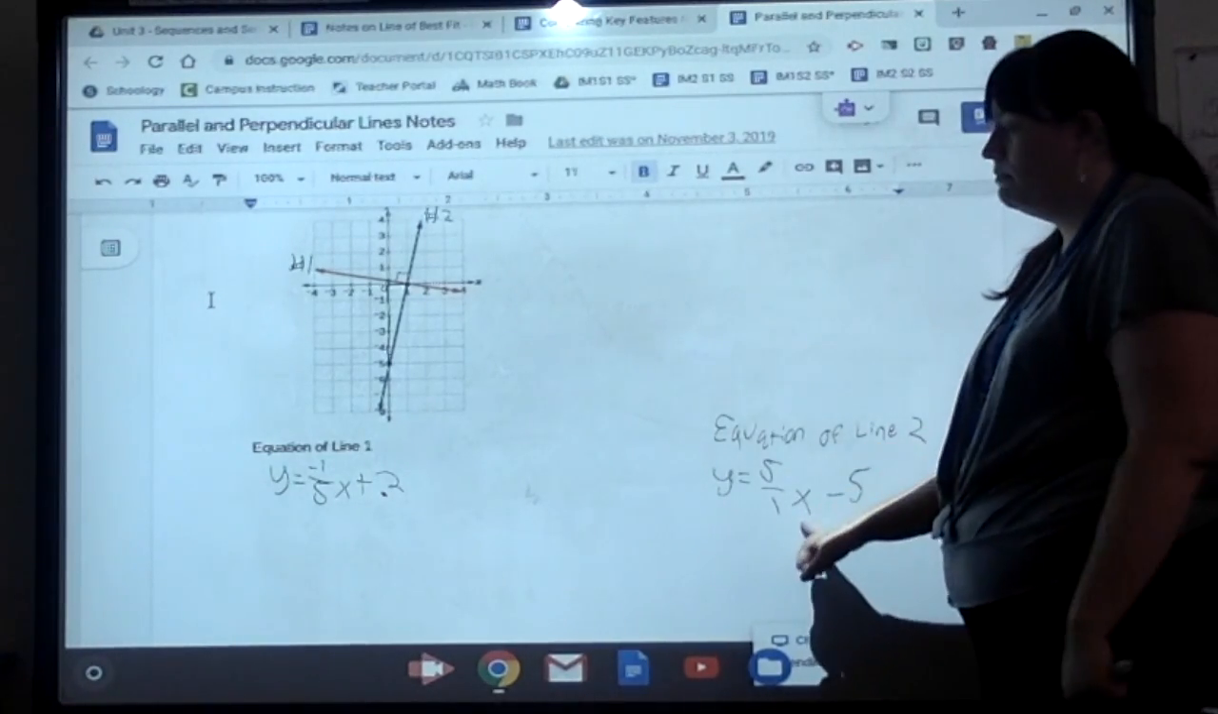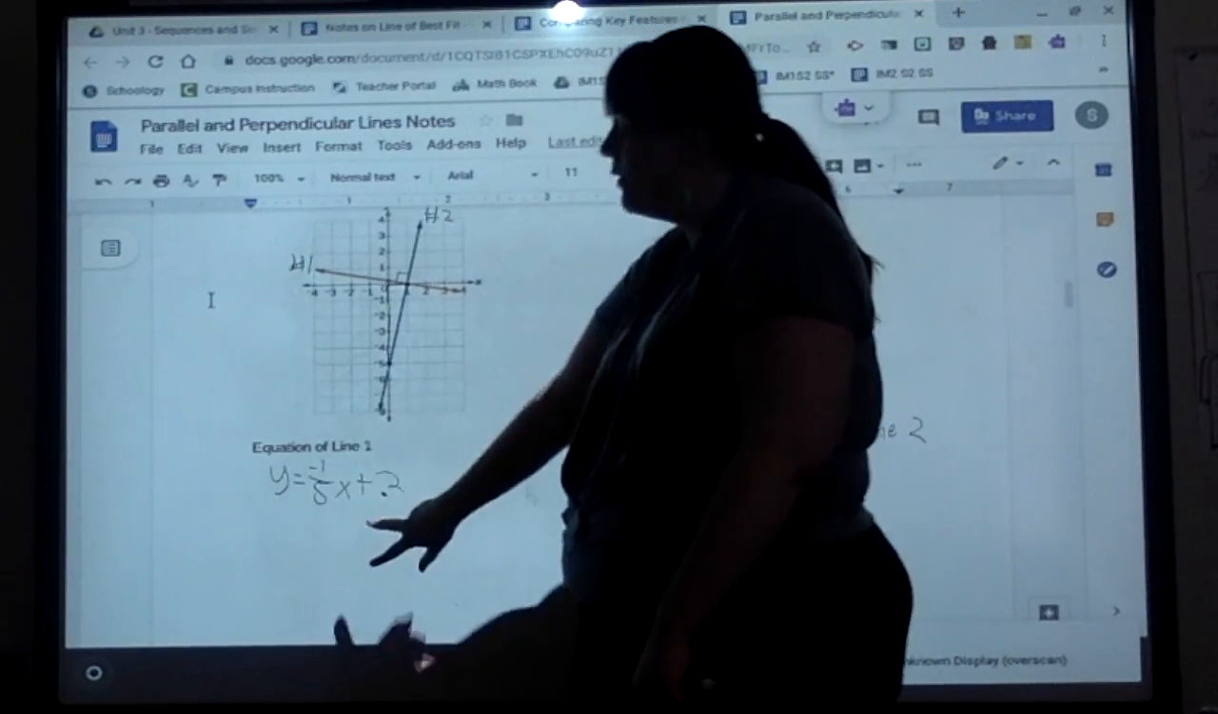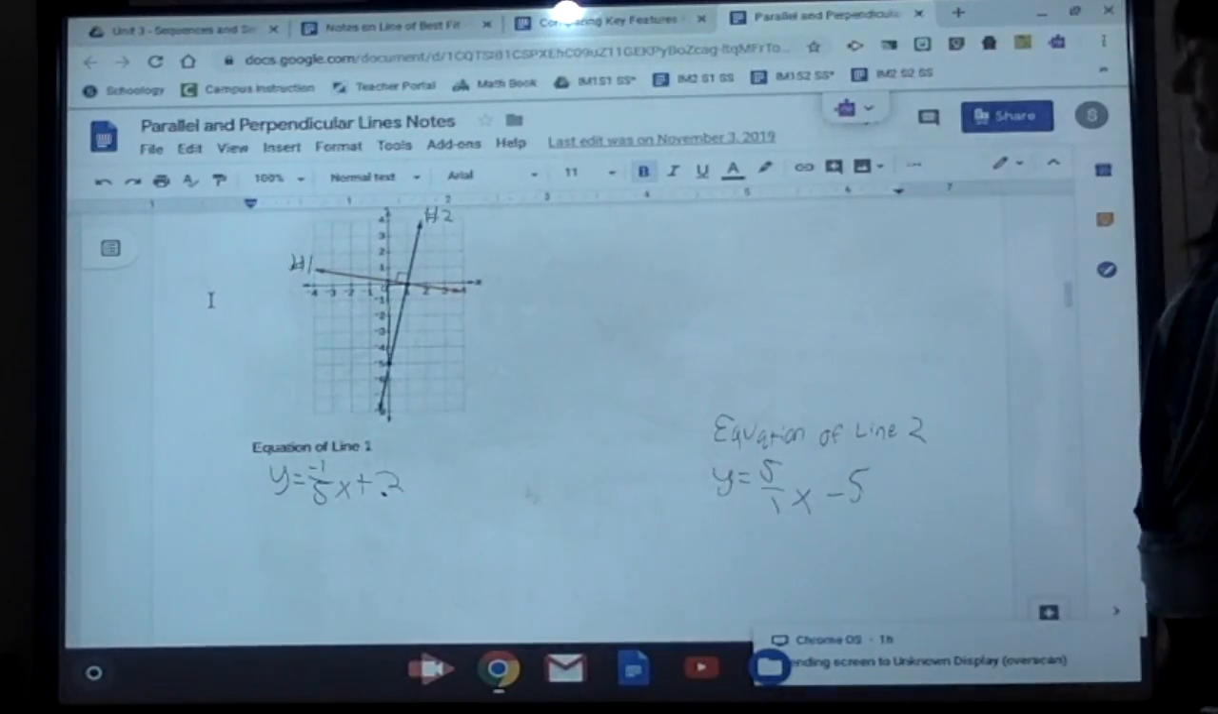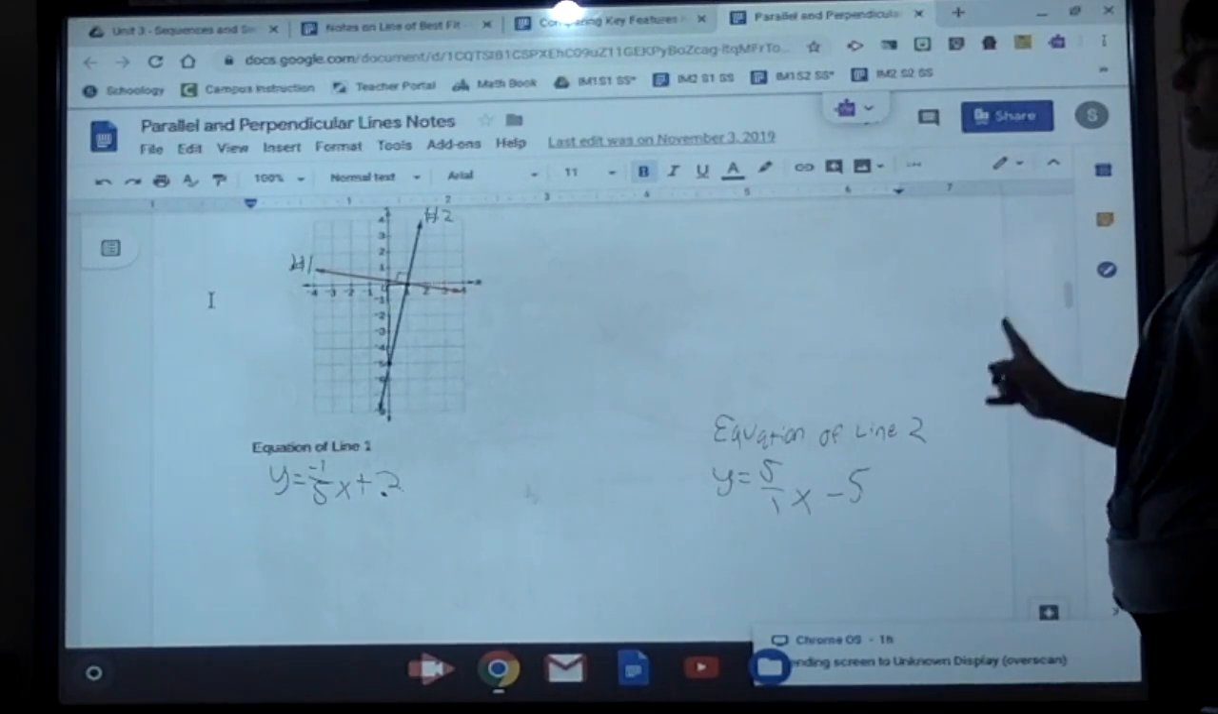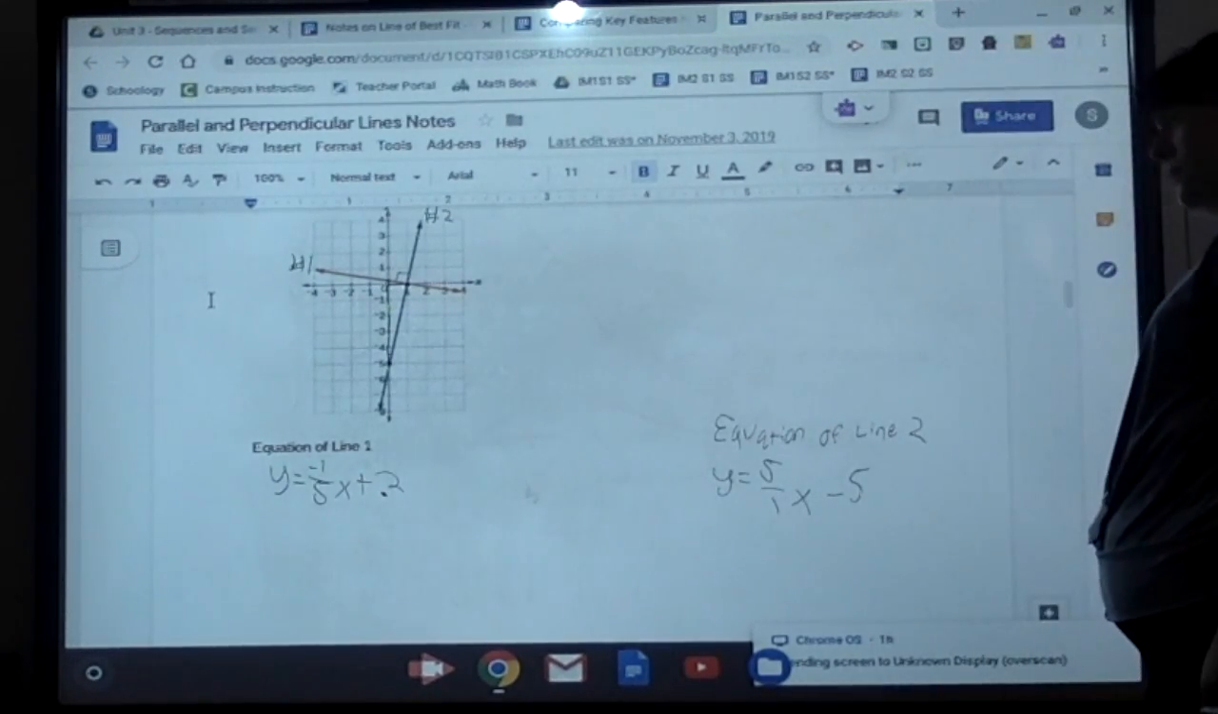So look at the two slopes. This one's 5 over 1. This one's -1 over 5. They're almost the exact same, except they're flipped over. And it's opposite. One of them's negative, one of them's positive.